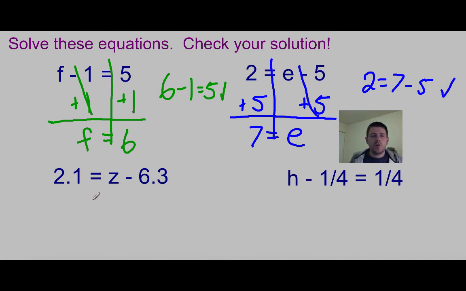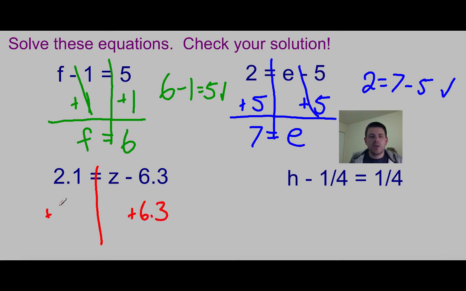Last two. 2.1 is equal to z minus 6.3. Doesn't matter that it's a decimal. We treat it just the same way we did before. Split the problem down the middle. Z minus 6.3. We want to know just what z is. So they took away 6.3. So we need to add it back to get us to where we started.